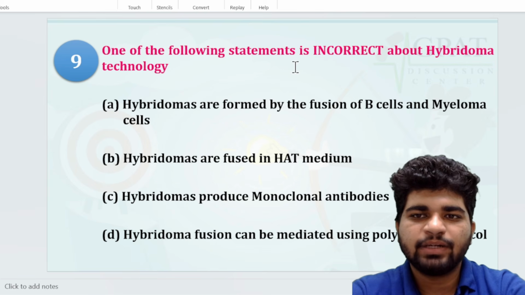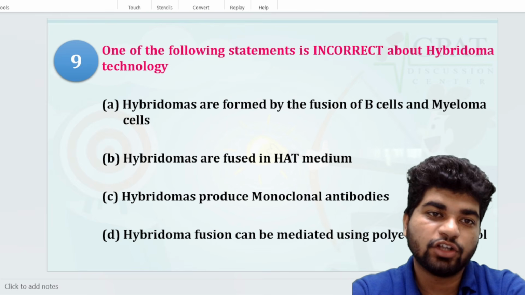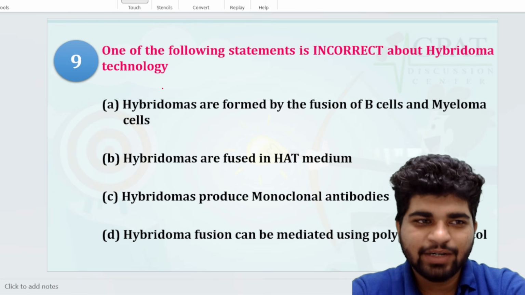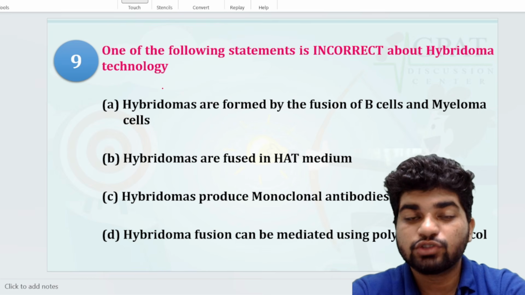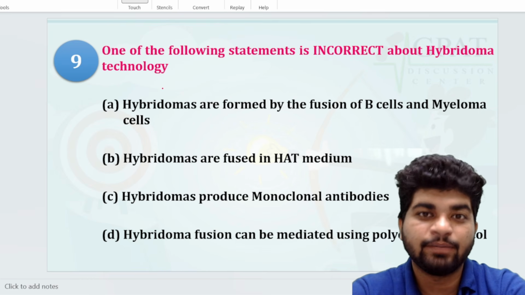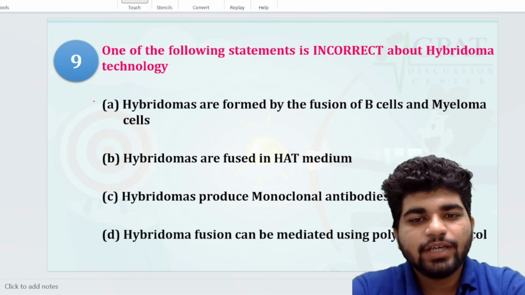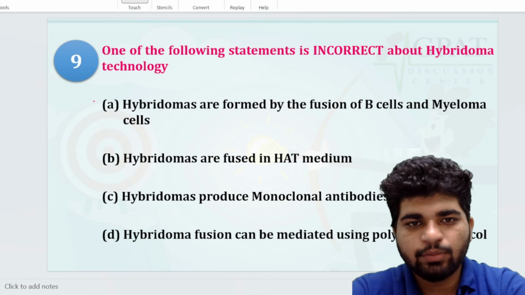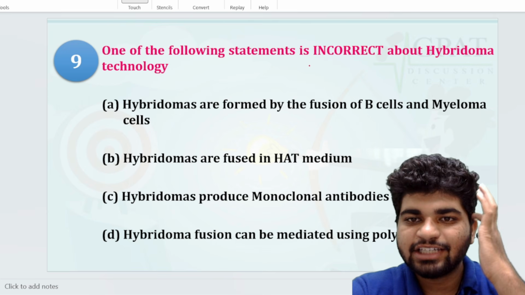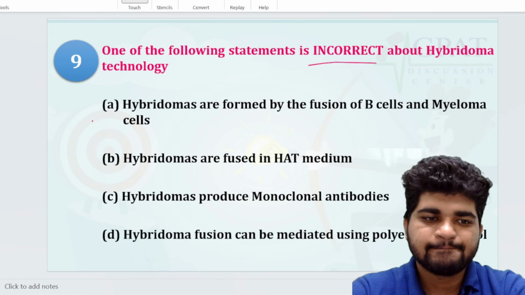One of the following statements is incorrect about hybridoma technology. So yeah, in B Pharm days also we studied this hybridoma technology in the biotechnology subject, right? That is used to produce monoclonal antibodies. So which of the following statements is incorrect? They are asking. Okay, chalo.